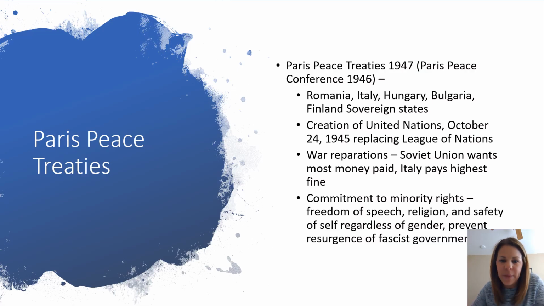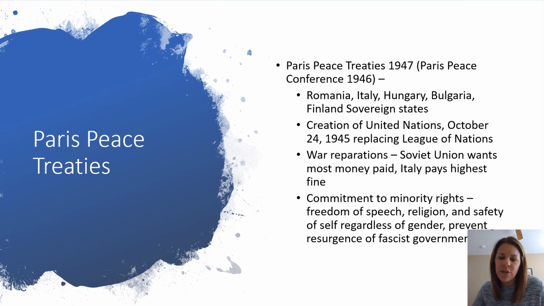Okay, back to what we were doing. The Paris Peace Treaties is the final Paris Peace Conference in 1946 following Potsdam that is going to officially end World War II. Romania, Hungary, Bulgaria, and Finland are all sovereign states for like 20 minutes until the USSR takes over. Italy is the only one that is going to be able to maintain its sovereign status.